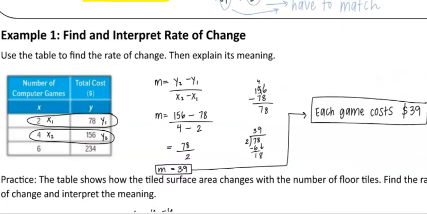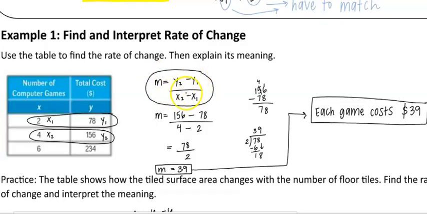Let me show you an example of rate of change. Let's say we were looking at this table giving the number of computer games and the total cost for those computer games, and we wanted to find the rate of change and explain its meaning. You can pick any 2 points on this table to call them x1 and y1, x2 and y2. So you could have also used the third point, but I just chose the first two because they were the smallest numbers on this table. Once you pick your x1, y1 and your x2, y2, then you're just going to plug those numbers into the formula that we talked about above.